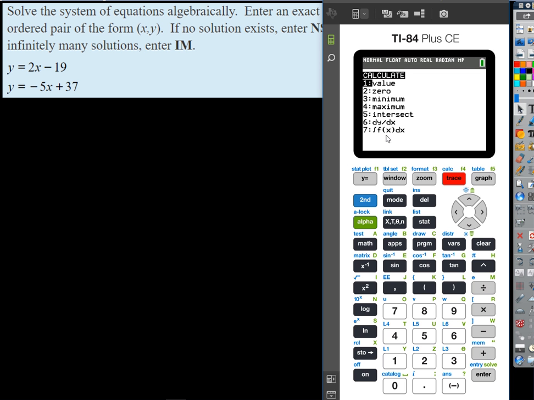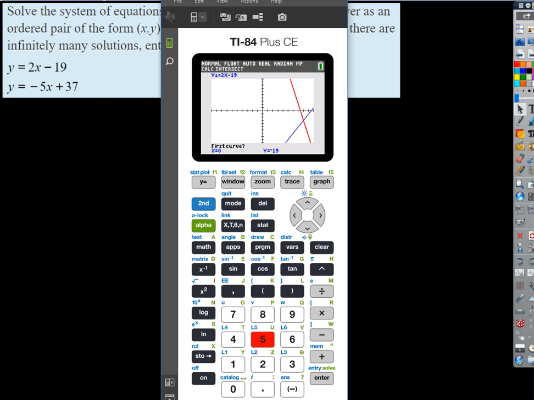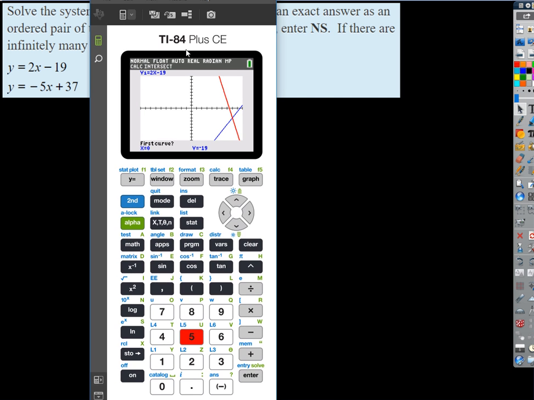Some of these are calculus things, but which one do you suppose we want? If we want to find where the lines cross, which option do you think we're going to choose? Which one? Intersect, yeah, so 5. So I can either move the cursor down to that row, or I can just type a 5. Okay, and that takes us to the intersect feature. So what's this doing here now? Let me make this a little bigger so you guys can see what's going on.